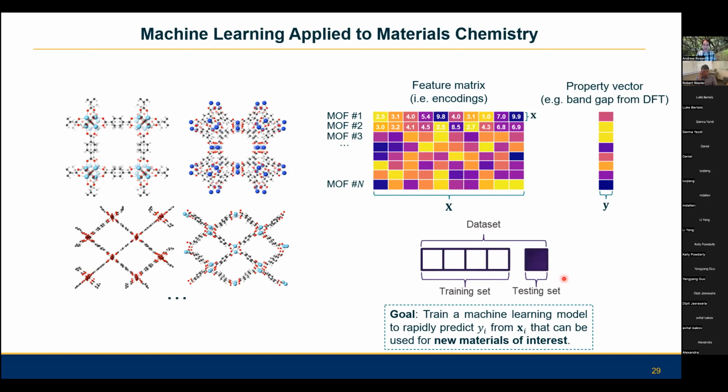And we'll have a data set that we split into a training set and a testing set. Obviously, we train on the training set and we use the testing set to evaluate the model performance, as the model has not seen that data before. And the goal, again, is to train a machine learning model to rapidly predict band gap, Y from X, for a new material of interest using data in the QMOF database.